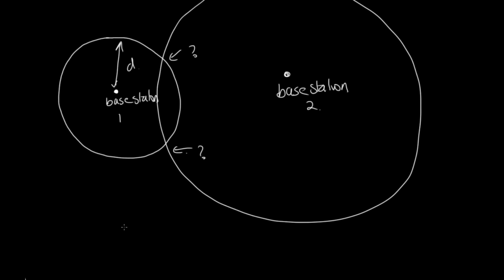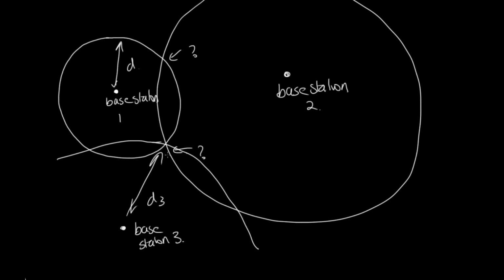But if we have a 3rd base station, and we measure the distance from this base station, and we know it's this distance here, let's call this D3, then we know at which point the epicenter is, because there's only one point where all of the 3 spheres or circles intersect each other.